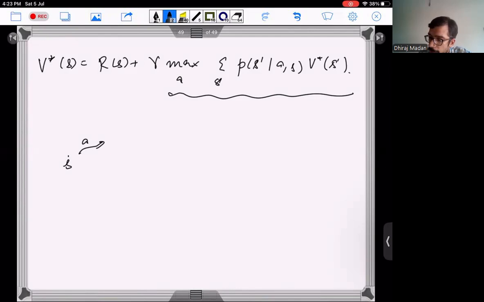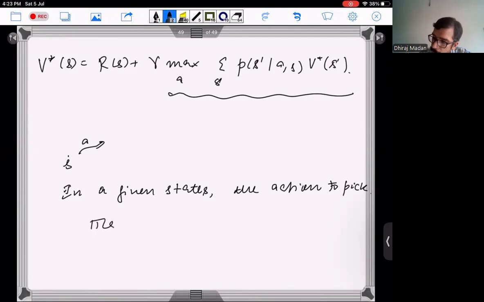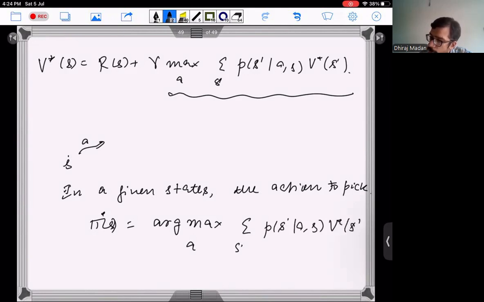So if you are in a given state S, the action to pick is pi of S, which is pi star of S, which is the argmax over A of the sum over S prime, P of S prime given A and S, times V star of S prime. So once you have determined the optimal value function, you can always go to the optimal policy.